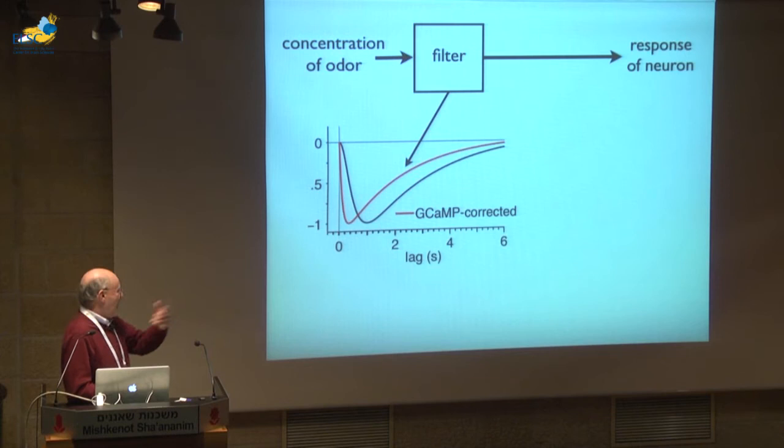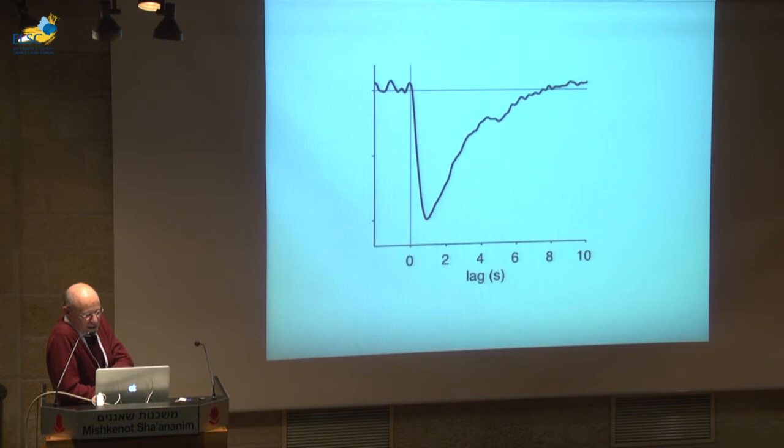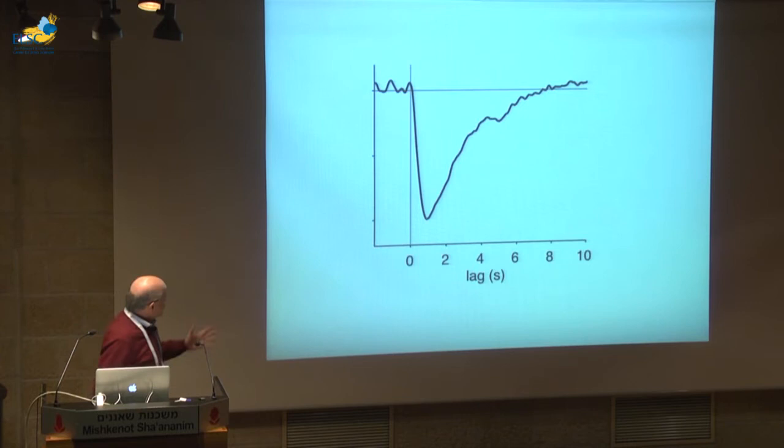Okay, so the next trick that the C. elegans community loves is finding a mutant. So this is now the raw filter.